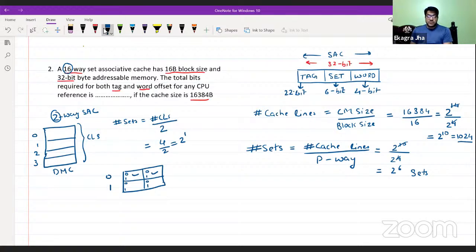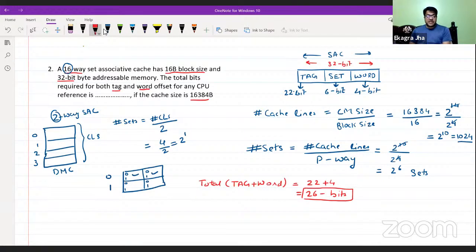Okay. Once you design this particular format, all you need is to find the total number of bits, which should be the tag plus word. The question is asking about tag and word number of bits in total. So this will be 22 plus 4, which equals 26 bits. The total of tag and word offset number of bits is 26. This should be the answer.